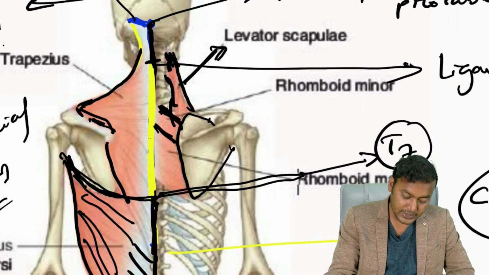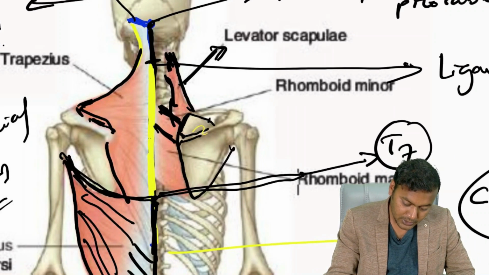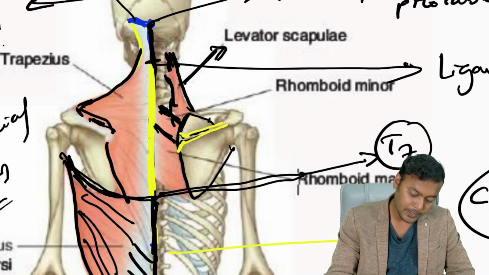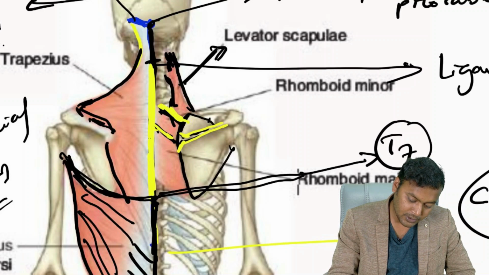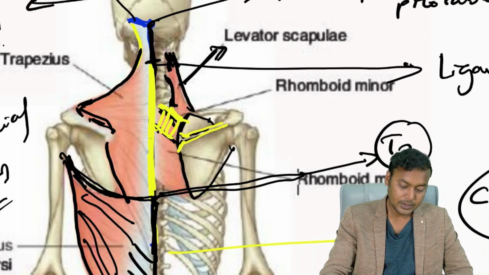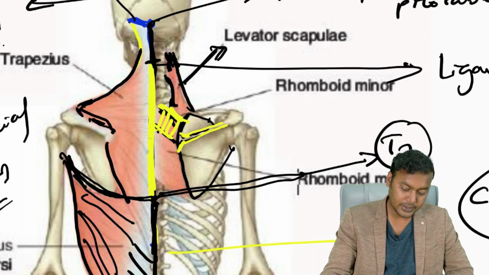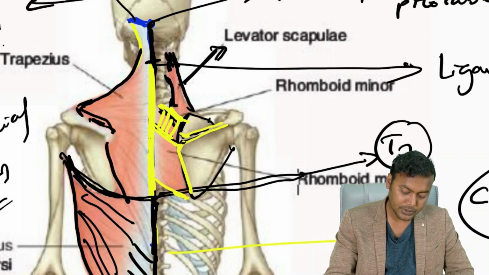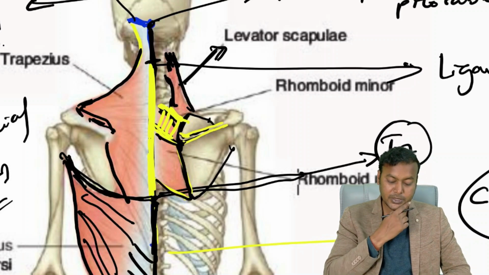You can see it is attaching above the root of the spine of the scapula. So here you can see this is the spine of the scapula. This is the root of the spine. Above it we have the attachment of rhomboid minor. Then we have the attachment of the rhomboid major, which is below the root of the spine of the scapula. Below that you can see the rhomboid major muscle.